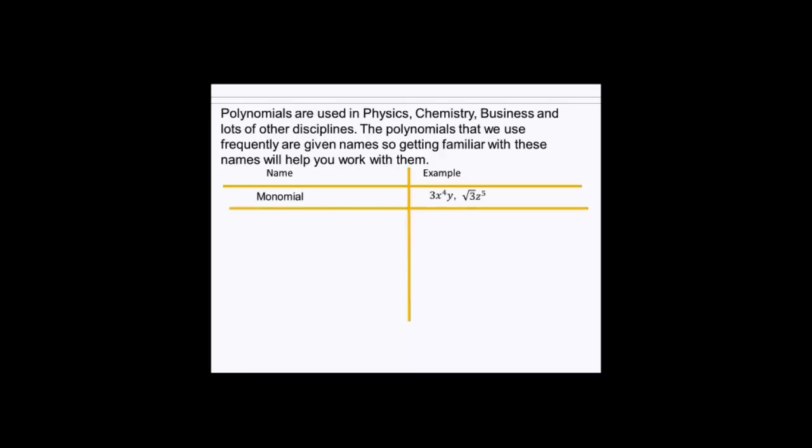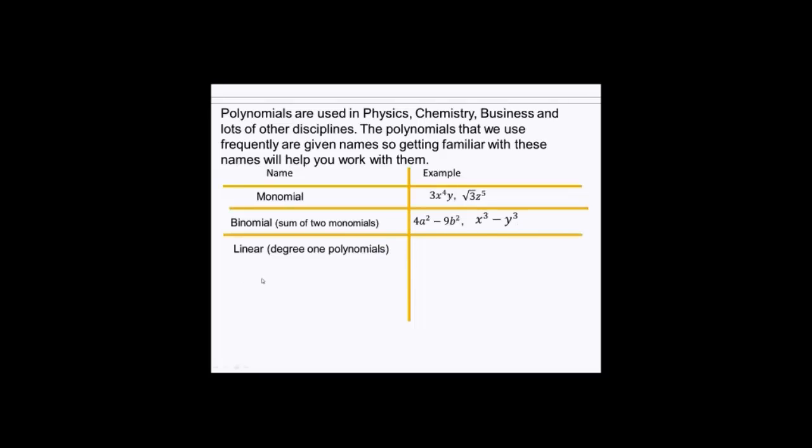So polynomials are used in physics, chemistry, business, and lots of other disciplines. Some of the specific polynomials have names. As we saw, monomials, here are some examples of monomials. Then we have binomials, which is a sum of two monomials. So if you have just two terms, we have a binomial. So a polynomial with two terms is called a binomial.